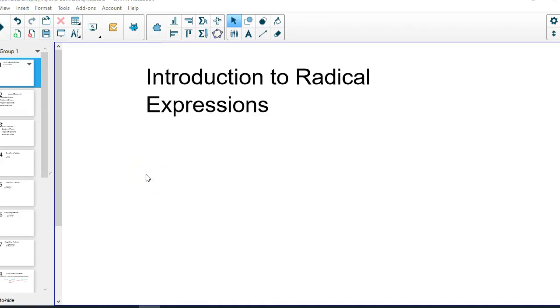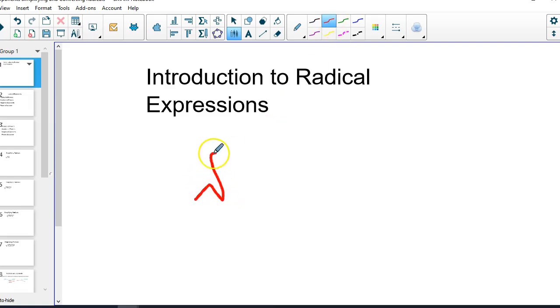Hey class, so today we're going to be doing an introduction to radical expressions. The radicals you guys have seen before are most likely just our square roots, but we do have other types of radicals that we're going to work with this year. Mainly, this number out here is going to change a bunch. It can go up to higher numbers.